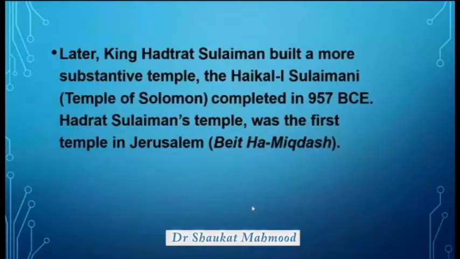Later King Hazrat Suleiman built a more substantive temple, the Haikal-e-Suleimani, the Temple of Solomon, completed in 957 BCE. Hazrat Suleiman's temple was the first temple in Jerusalem or Baitul Maqdis. So this palace which Hazrat Suleiman built is known as Haikal-e-Suleimani.